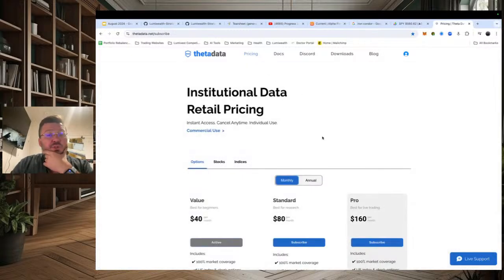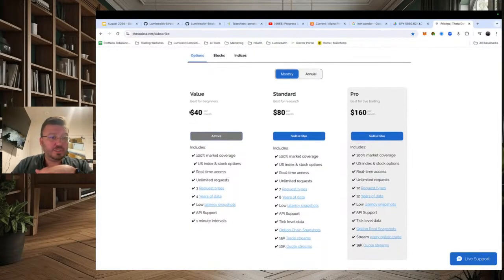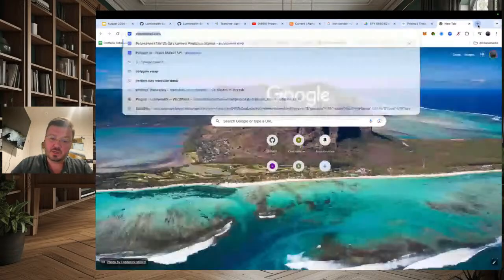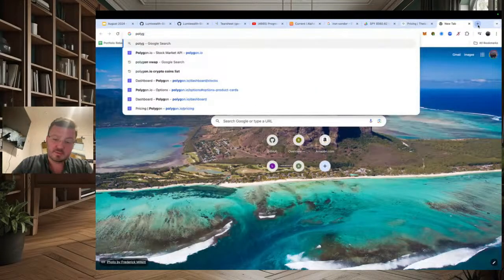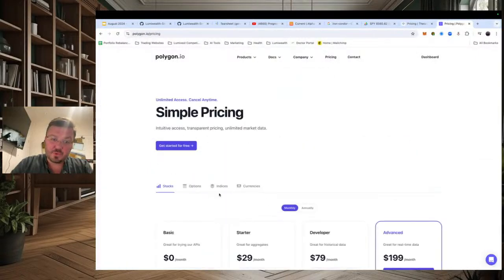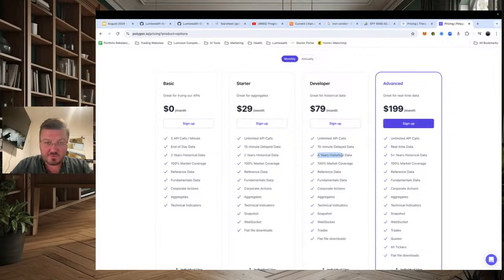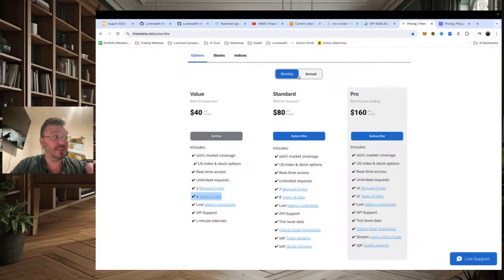So if you want to do options backtesting, this is now available. You can use Theta Data to backtest your algorithms, paying $40 a month for 4 years of data, as opposed to Polygon, which, let me pull this up here, for options backtesting, that same amount of data going back 4 years will set you back $80 a month. So it's a lot cheaper to get data. It's literally half the price. And it's also better data.